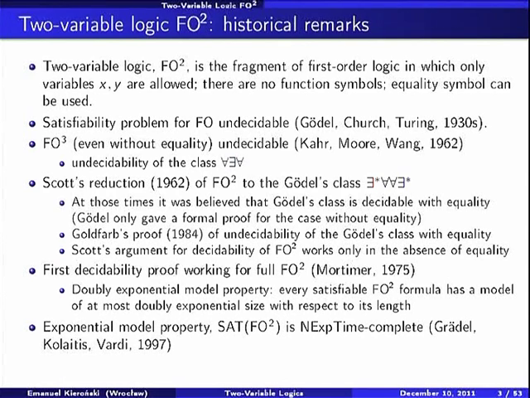The first proof which worked for the full case of FO2 was given by Mortimer. This proof showed that every satisfiable formula has a model of doubly exponential size with respect to the length of the formula. Then the procedure solving the satisfiability problem simply guesses such a model and then verifies it using model checking, which was also introduced today in the morning.